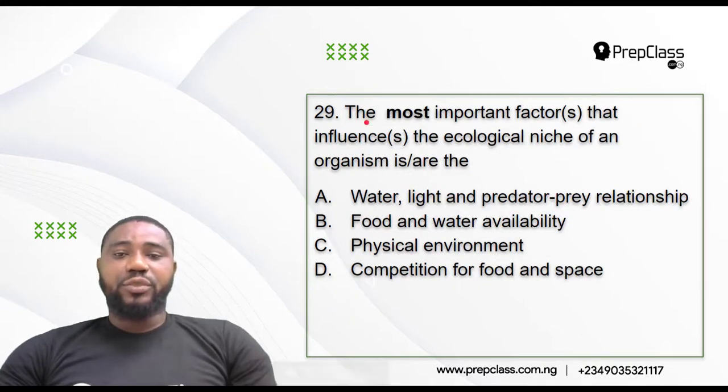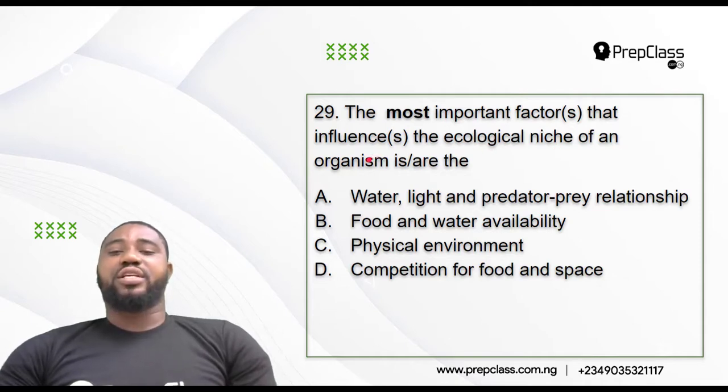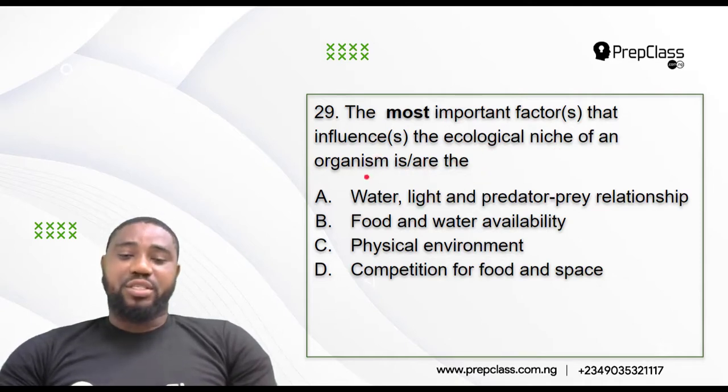29. The most important factor or factors that influence the ecological niche of an organism is, is it water, light, predator-prey relationship? Is it food and water availability? Is it physical environment? Is it competition for food and space? So which of all these factors is much more important to the ecological niche of an organism?